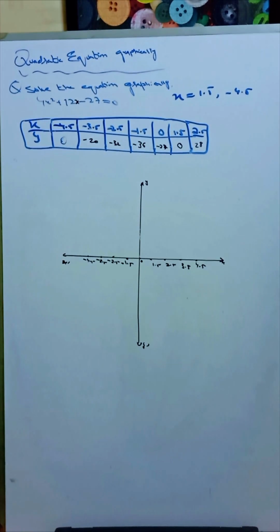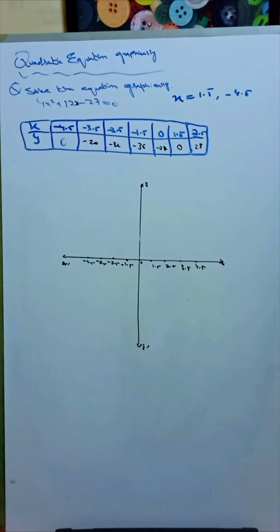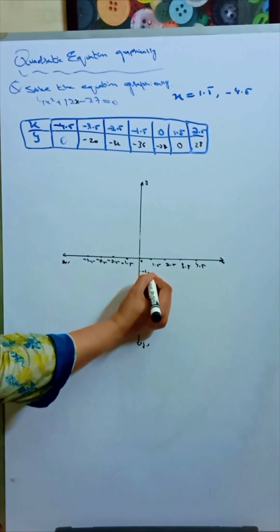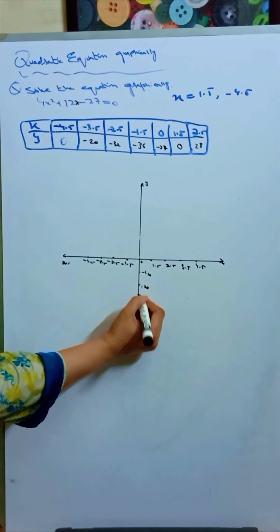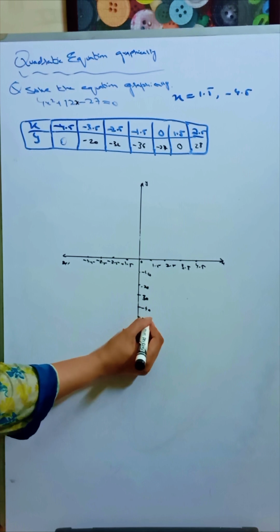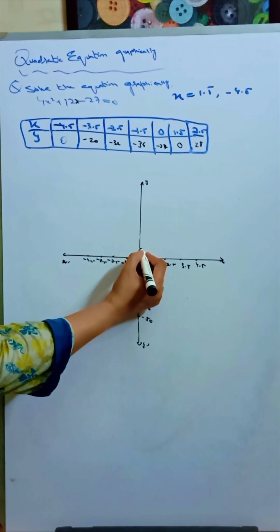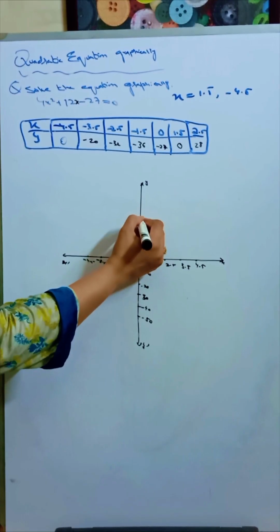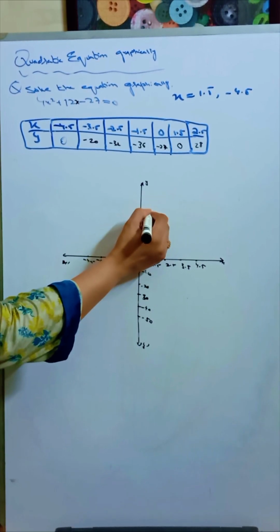Alright, now I want the y-axis to cover 20, 32, 36. So what interval must be here? I use 10, 20, 30, 40 for that purpose. Here minus 10, minus 20, minus 30, minus 40, minus 50. Similarly, upward side 10, 20, 30, 40, 50.